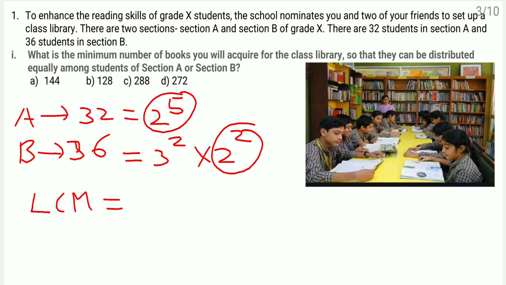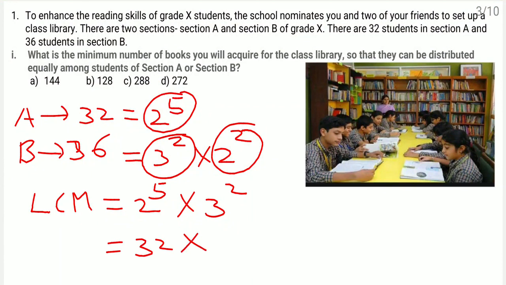Okay, to get LCM, here, see, the common factor is 2, here also 2. But for LCM, always we have to see the factor which is having the highest power. So I will write down 2 raised to 5. And the remaining factors. Now 3 square doesn't have any pair, so I'll write down 3 square as it is. So 2 raised to 5 means 32 and 3 square means 9. So the product comes as 288. So in the class library, we should have 288 books.